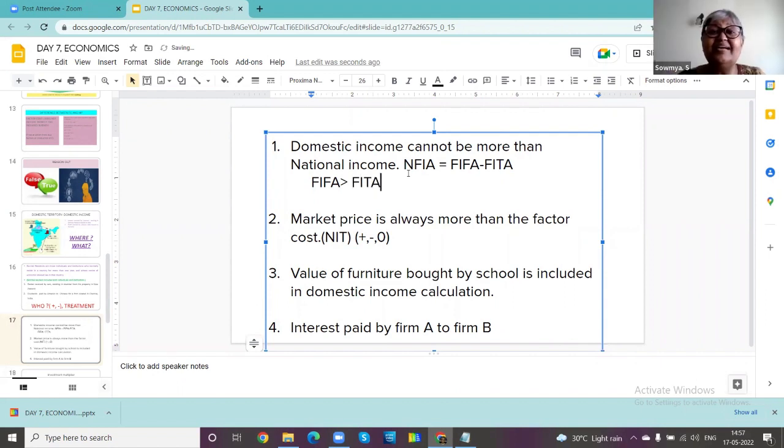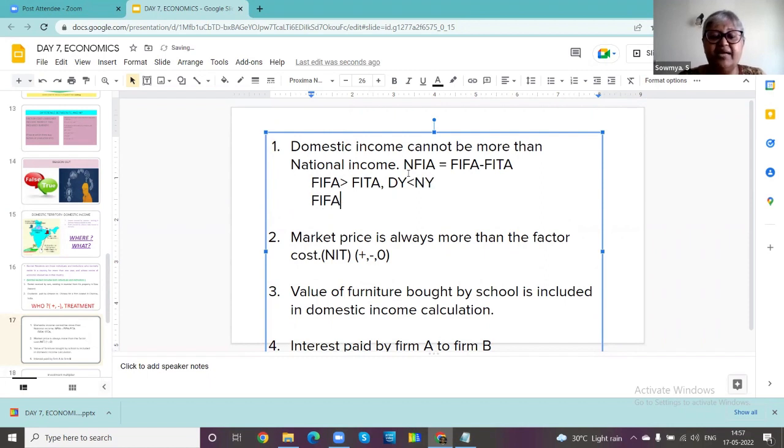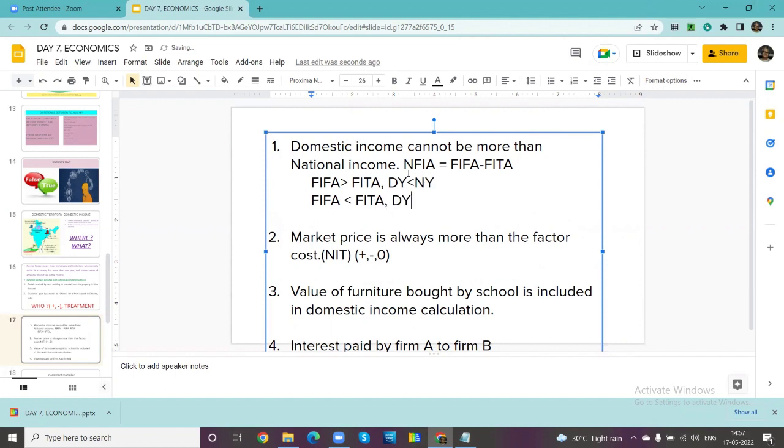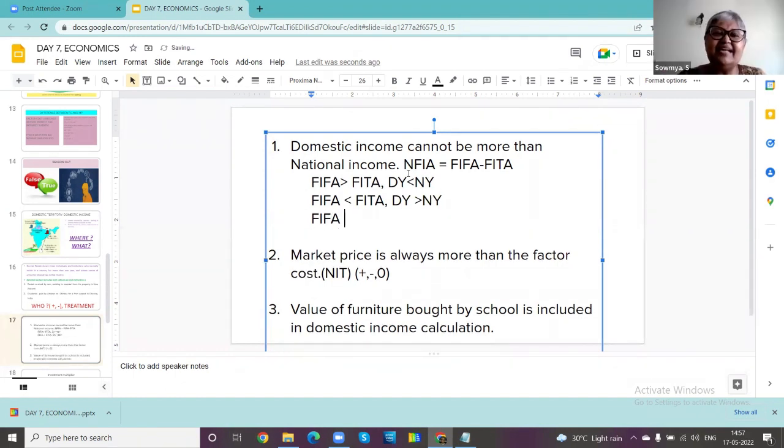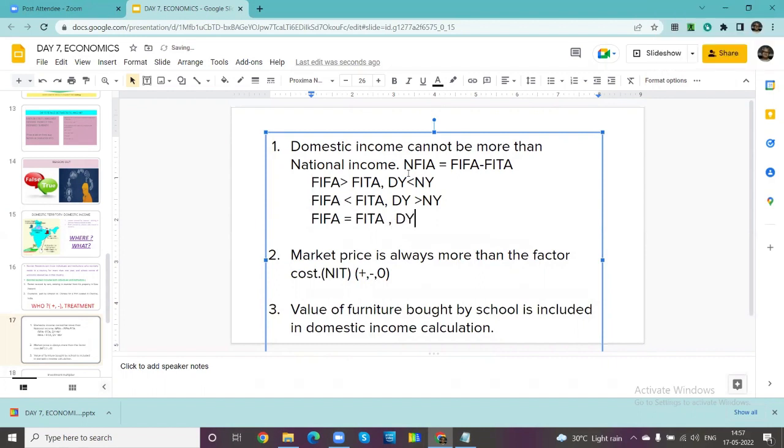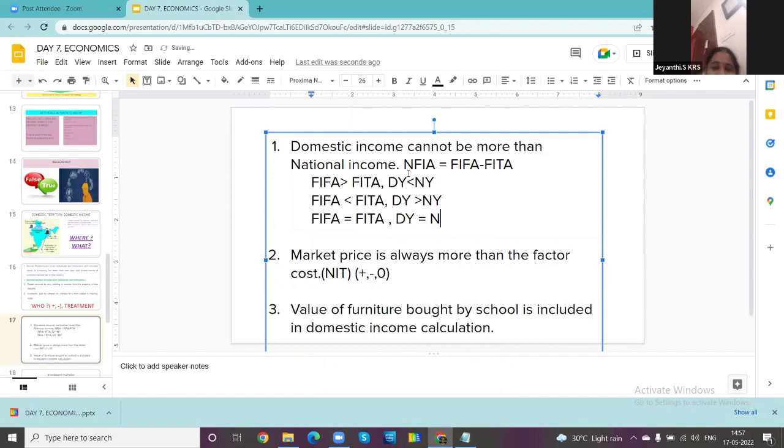When FIFA is going to be more than FITA, then the domestic income will be less than the national income. And when FIFA is going to be less than FITA, then in that case the domestic income is greater than the national income. Now I have understood. When FIFA is equal to FITA, then domestic income is equal to national income. That's it.